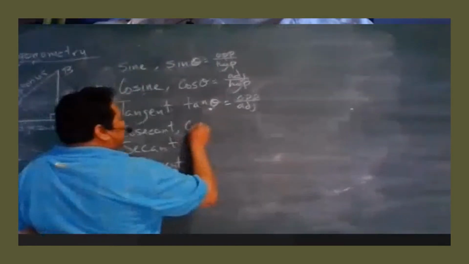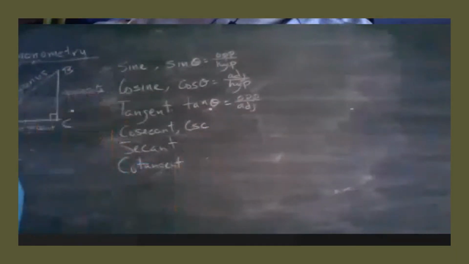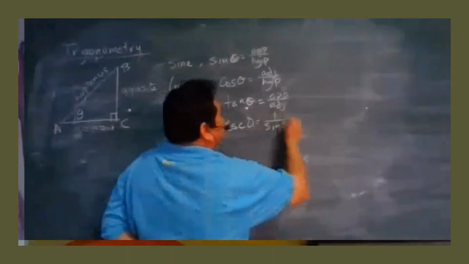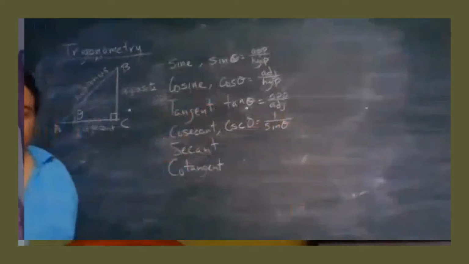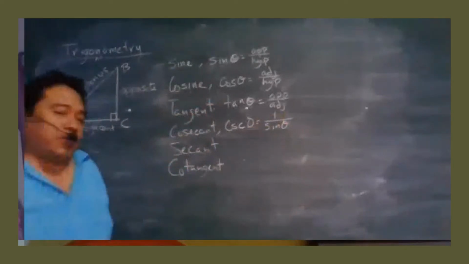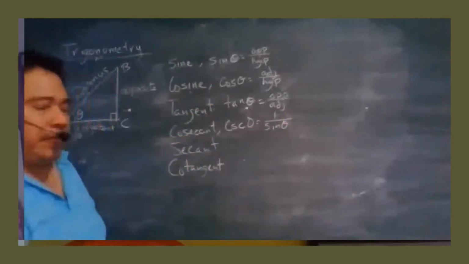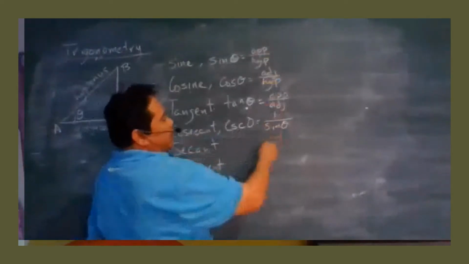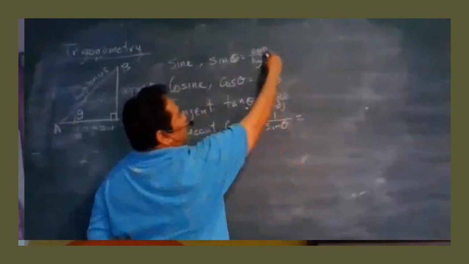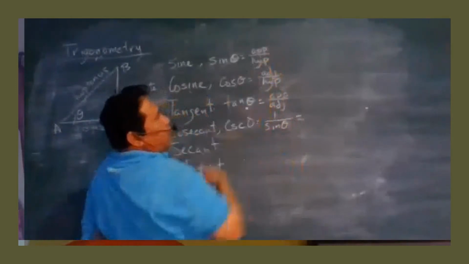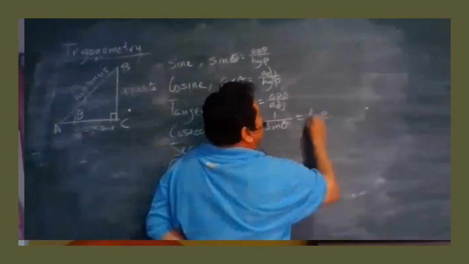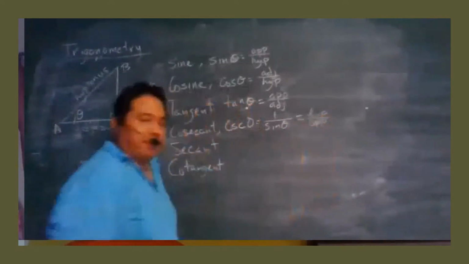The cosecant, the abbreviation is CSC, is the reciprocal of the sine ratio. Which means if I were to write it as a ratio, it would be the inverse of opposite over hypotenuse, which would be the hypotenuse over opposite. Alright?